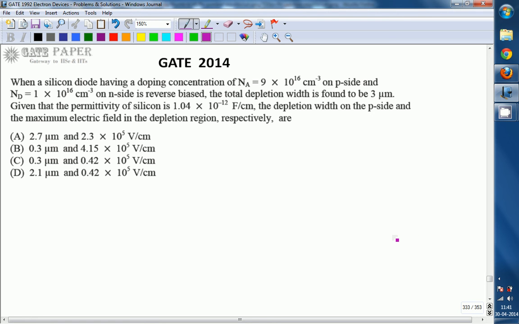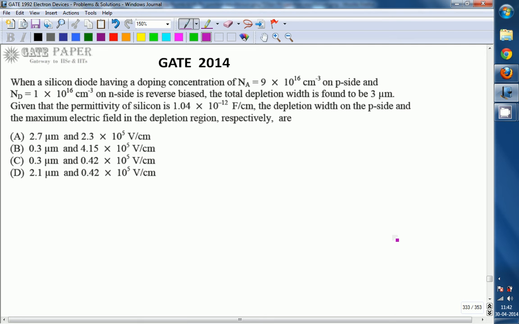Hello, we are discussing the GATE 2014 ECE paper, and this question is related to electronics. Look at the question. When a silicon diode having a doping concentration of 9 into 10 power 16 on P side and 1 into 10 power 16 on N side is reverse biased, the total depletion width is found to be 3 micrometers, and we need to calculate the depletion width on P side and maximum electric field in the depletion region for the given parameters.